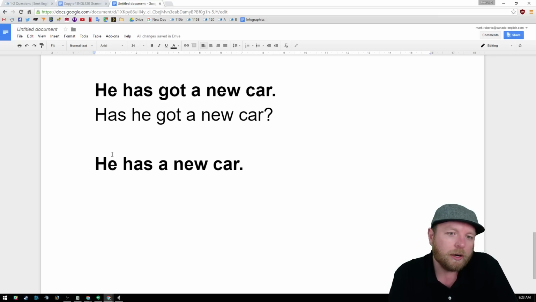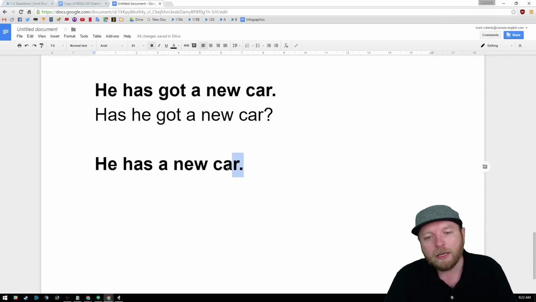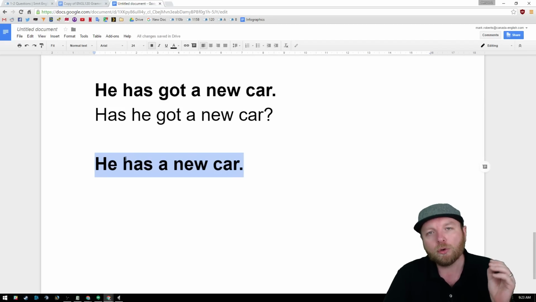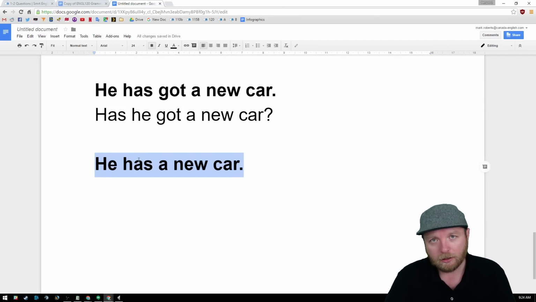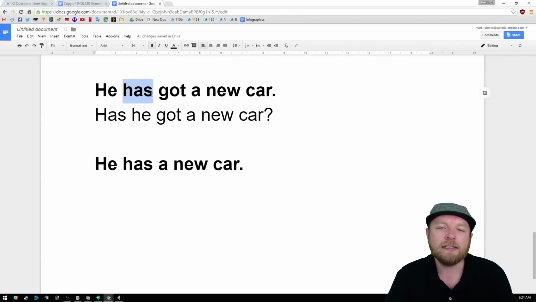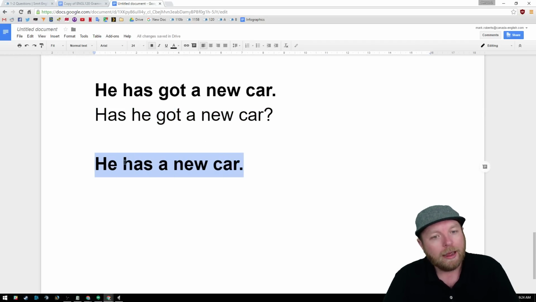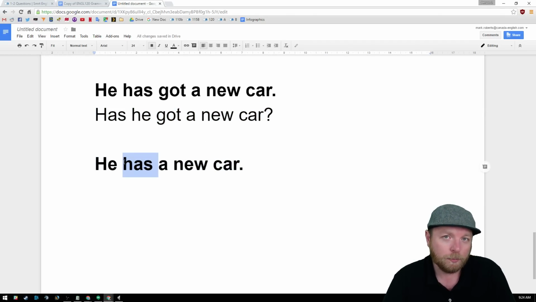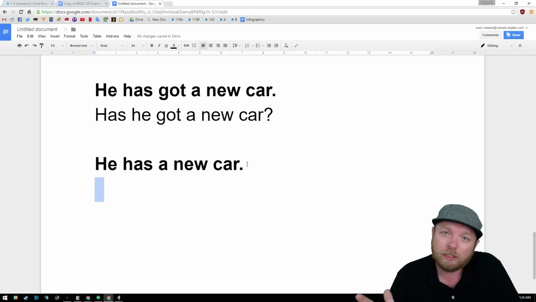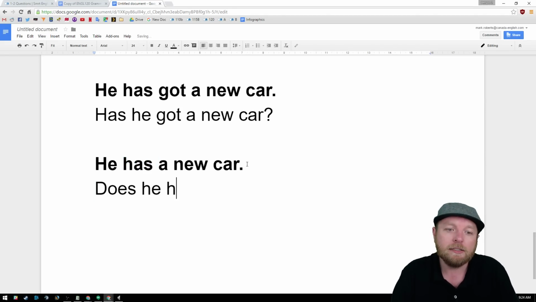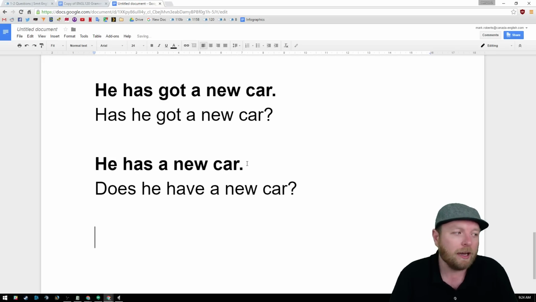Today I want to teach you guys about questions, but basically, this is the same meaning as this, but the grammar is different, okay? Here, has is a helping verb. So has goes before the subject, inversion for the question. Here, has is not a helping verb. Has is the main verb. So for a question, we need do, does, or did. Okay, does he have a new car?